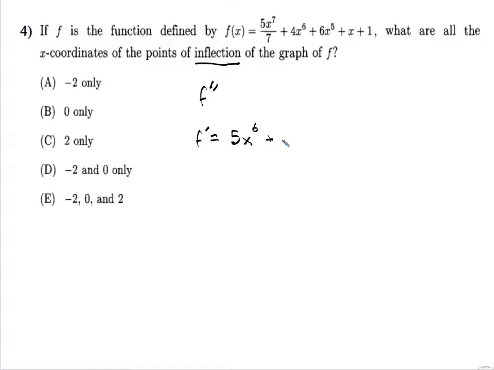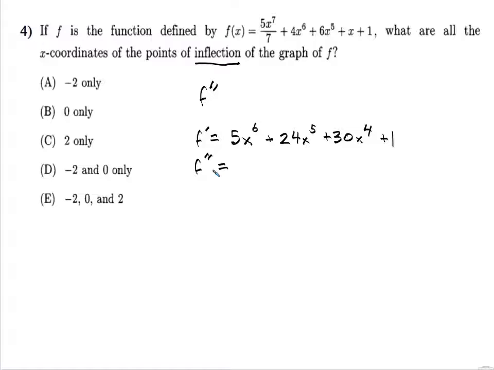Plus 24x raised to the power of 5, plus 30x raised to the power of 4, and then plus 1. Wait, what happens to the over 7? So 7 gets multiplied by the power that comes down, and then 7 and 7 cancel each other out. The power just comes down.